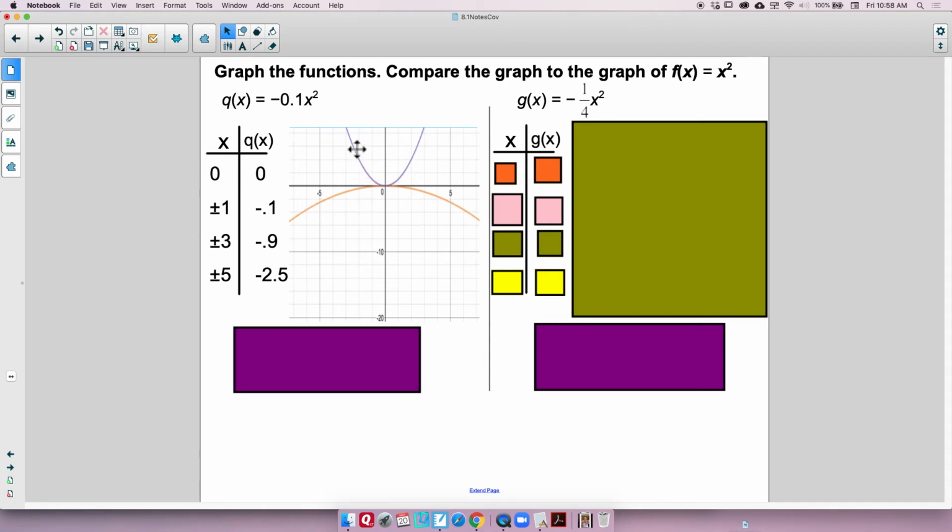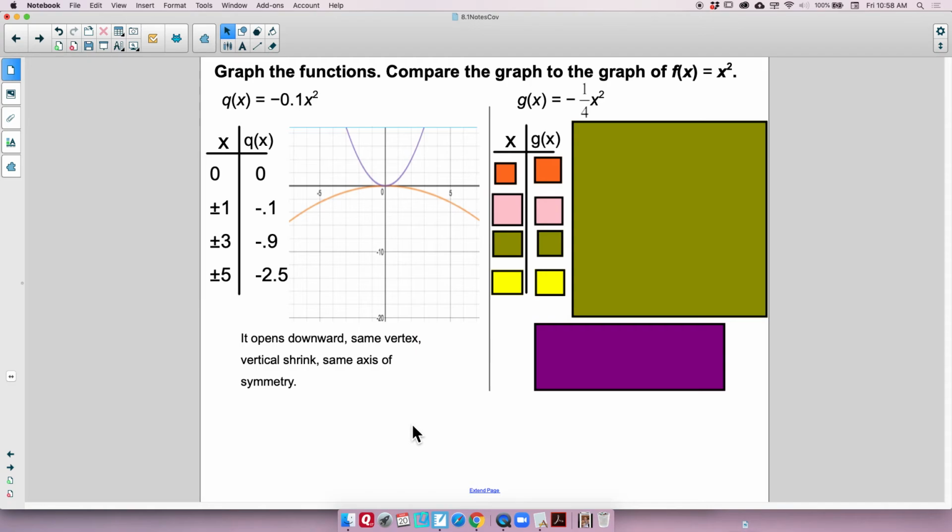This was our parent function. So how would you describe it? A lot of ways. Opens downward. It's got the same vertex. It's a vertical shrink, meaning more bowl-shaped, and in the same axis of symmetry.